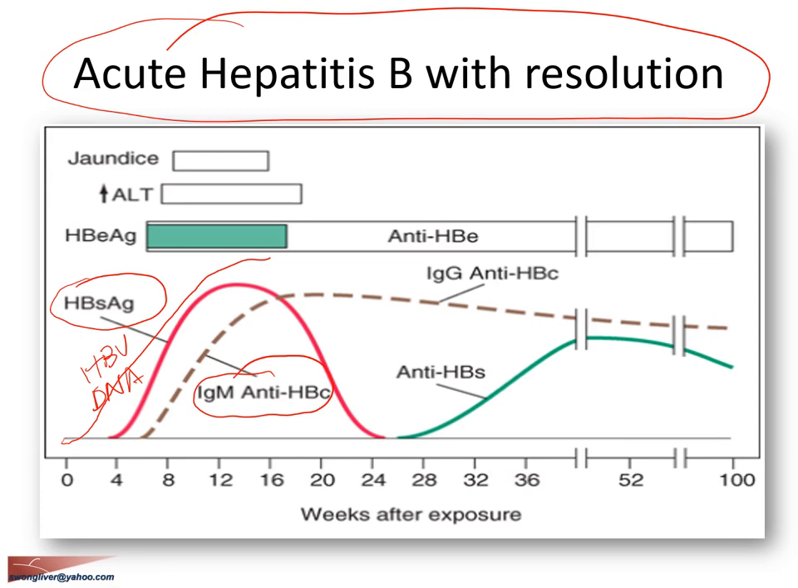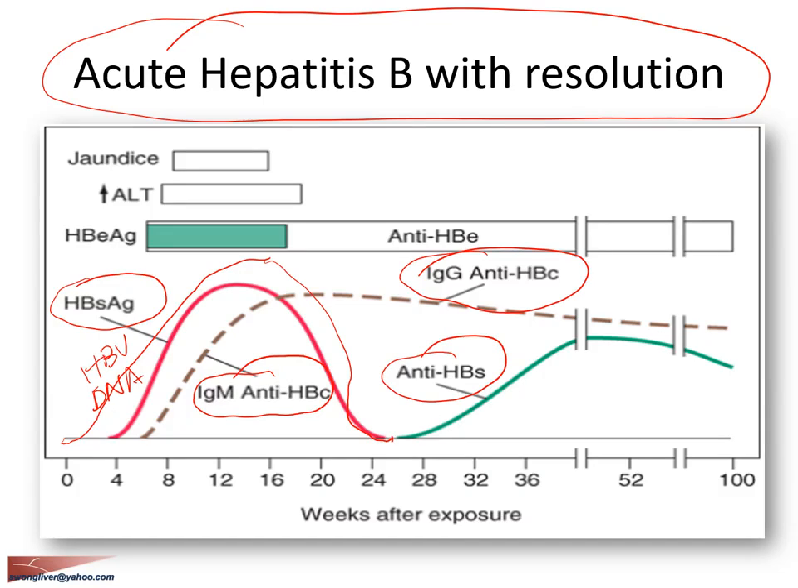Okay, so after the IgM anti-HBC, since this is a patient with resolution, what happens now is your IgM anti-HBC will now disappear and your IgG anti-HBC will now appear. And then, of course, this is a patient with resolution. Your S antigen will now start to decrease along with your HBV DNA. And then, since your viral count is decreasing, then the patient will now develop your protective antibody, the anti-HBs.